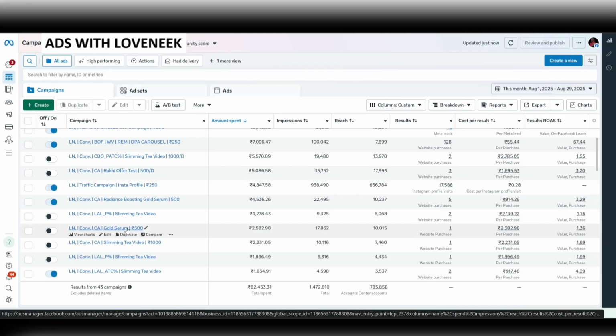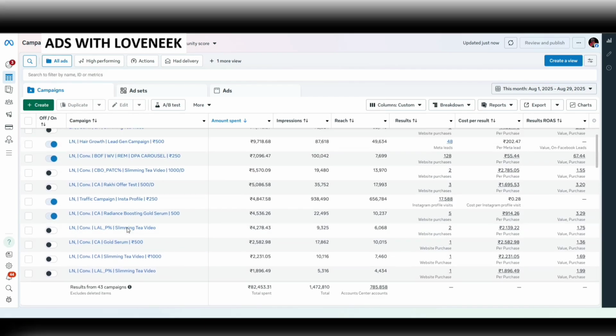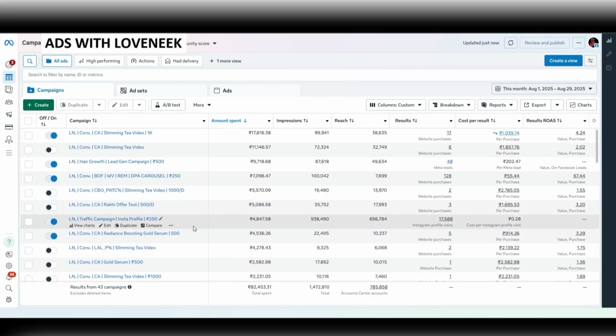Okay, now if you see, I also tested this gold serum. This is different from the other one. So gold serum I tested again on the core audience, but the results were not that great. As I just got one purchase at a cost per result of 25.82, which is very huge, right? Very big number. So I have paused this and I will not test it again, right? So this is how I'm going ahead with the strategy. I'm testing more products. If a product works with the core audience, I then push it to cold audiences like lookalike and interest. That's how I am planning to scale this account further.